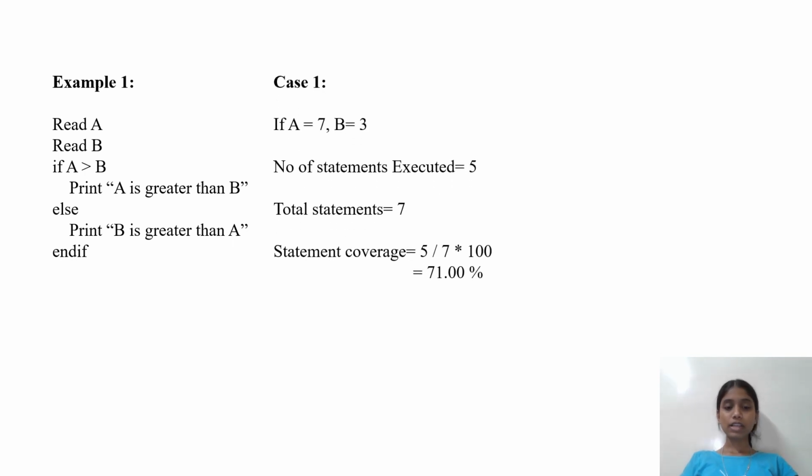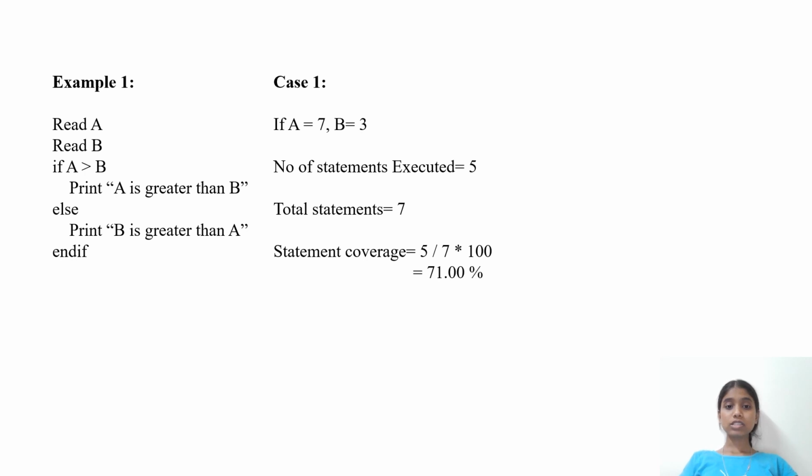So case 1, let us consider the user puts a number 7 for A and 3 for B. The total statements, as we can count here: read A, read B, if A is greater than B, print A is greater than B, else print B is greater than A, and end if. These total 7 statements.